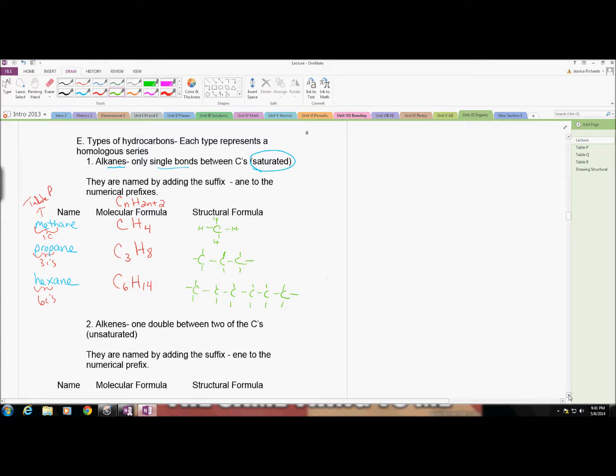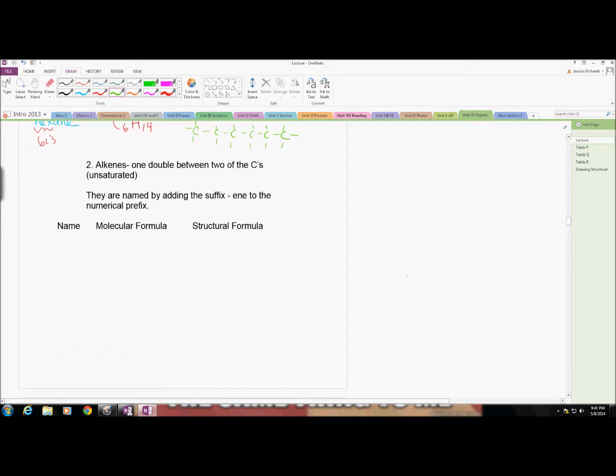Next series are the alkenes. The name alkene, ending in ene, we can find on Table Q, has the general formula CnH2n. If you look at their example, what's important is that there is 1 double bond between 2 of the carbons. This puts it in the unsaturated category. We can just break that double bond in order to add more hydrogens. We don't have to remove anything. The names end with ene. The prefixes, again, are going to be your numbers of carbon.